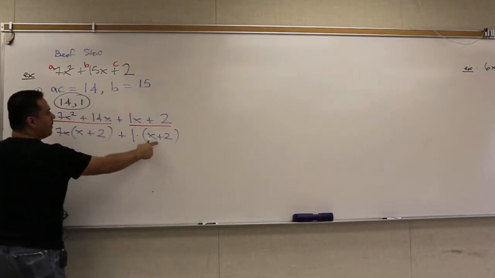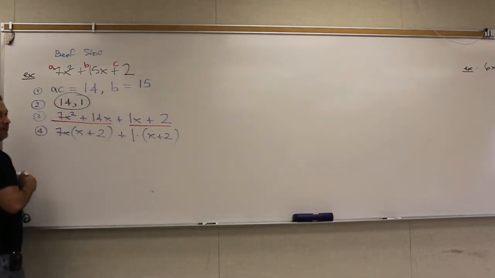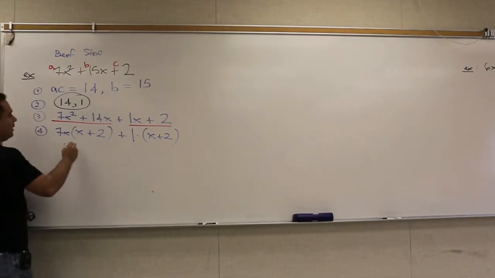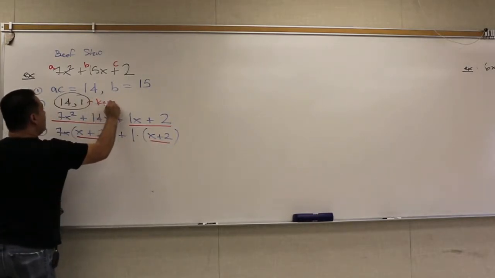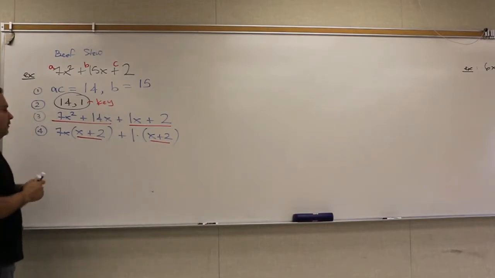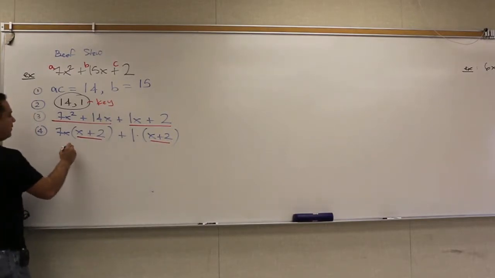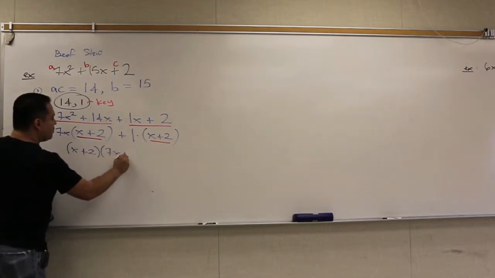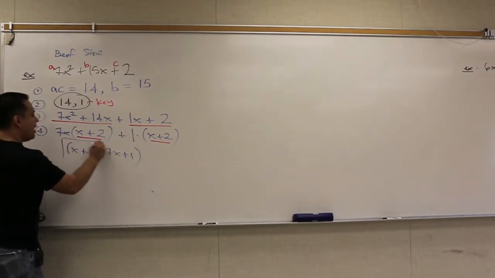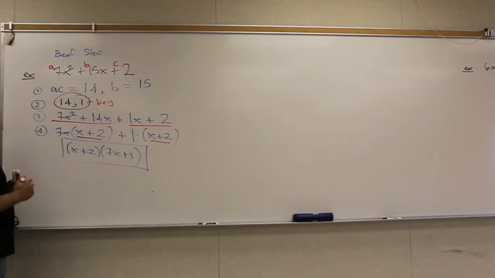Notice they're the same. Okay? This is always going to happen if you find these key values. So, what's left? X plus 2, 7x plus 1, your factor by grouping strategy, and you're done. Okay, you guys okay with this?